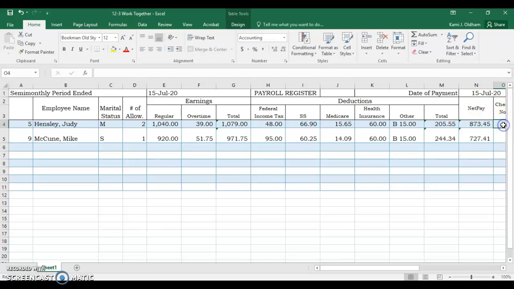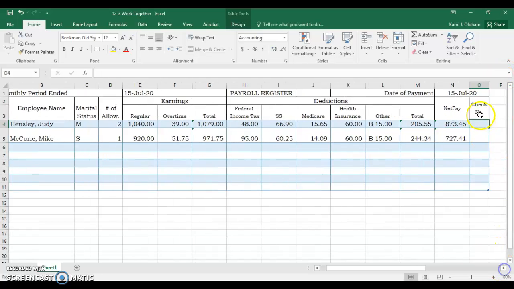Now, right now, you're not going to have a check number in here. Later on, you'll write a check and then jump back to your payroll register and record which check number you actually had. So currently we are going to be leaving that blank. I believe when we do 12.4 work together, you'll see that we fill in that number.